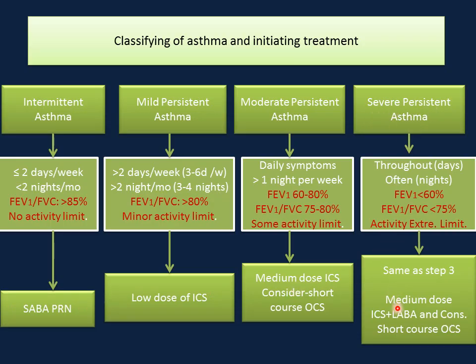If it's not working, you use medium dose inhaled corticosteroid plus long-acting beta-2 agonist, and consider a short course of oral corticosteroid, 5 to 10 days, in order to control the symptoms. Remember, when you have a child with persistent asthma, you need to use inhaled corticosteroid all the time on a daily basis, not as needed. This will help to prevent acute asthma attacks and frequent hospitalizations or visits to the ER, or even admission to the ICU or the PICU.